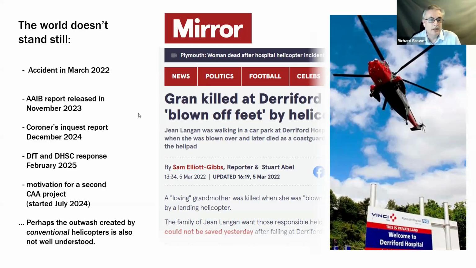Now, the accident was in March 2022. The AAIB released its report in November 2023, and the coroner inquest report came out in December 2024, which required a response from the Department for Transport. That was the motivation, if you like, for a second CAA project, which was started in July 2024, where the basic premise was, okay, we'd spent a lot of time discussing and trying to understand the outwash below eVTOL aircraft, but perhaps we didn't understand the outwash particularly well that was created by conventional helicopters either. So we decided to go and have a little bit of a peek in detailed terms as to what was actually going on within the outwash of conventional helicopters.